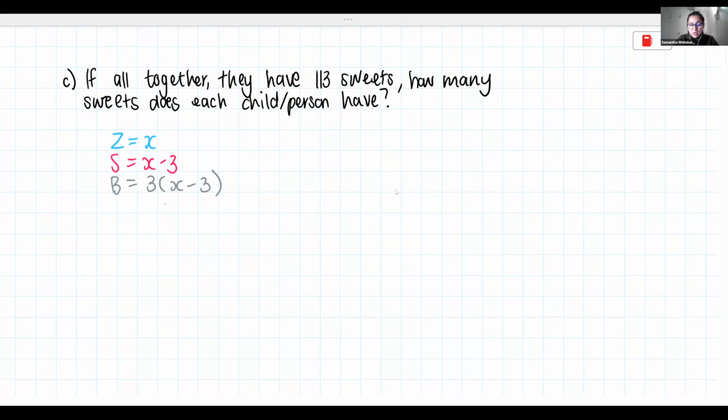So again, I'm telling you that altogether, they've got 113 sweets. I want to know how many sweets Senzo had, Zintle had, and how many Bonolo had. So all I'm asking right now is how would you approach this? What would you start to do in order to get that answer? I know you know this, grade 8.